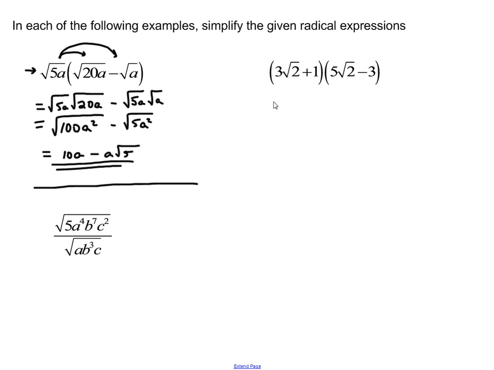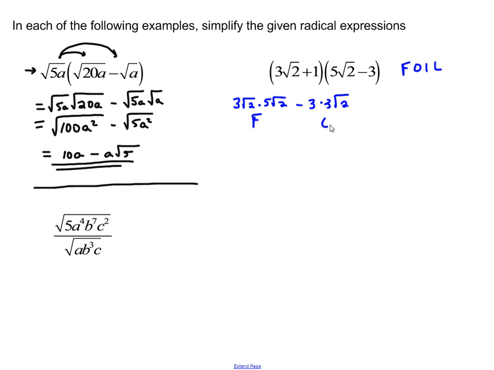In this second example right here, we're multiplying two binomials, and of course that indicates that we're going to have to use the FOIL method in order to multiply these together. And the FOIL method works for radicals in the same way that it works for variables. So we're going to multiply our first terms, which is to say we're going to take 3 times the square root of 2 and multiply it by 5 times the square root of 2 as our first terms. We're going to take negative 3 and 3 square root of 2, so we're going to be minus 3 times 3 square root of 2 as our outer terms.